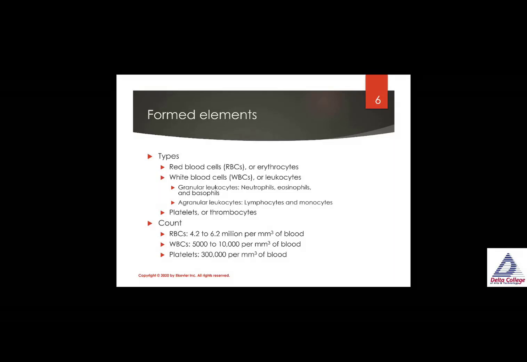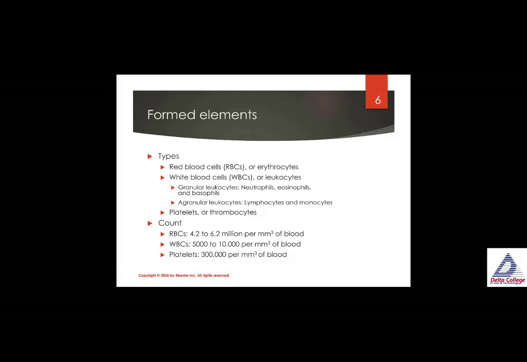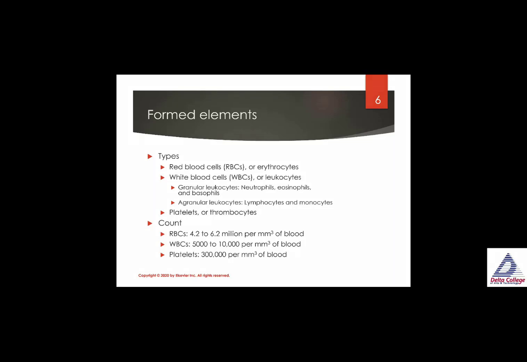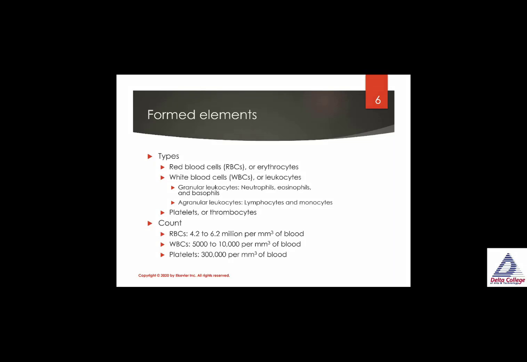Now let's talk about the formed elements. We have red blood cells, which are also known as erythrocytes. You must know those terms. White blood cells, WBCs, or leukocytes. And of the white blood cells, you have two different types. You have granular leukocytes and agranular leukocytes. Granular leukocytes are neutrophils, eosinophils, and basophils. I always think of Neb. Agranular leukocytes are lymphocytes and monocytes. Then we have platelets or thrombocytes.